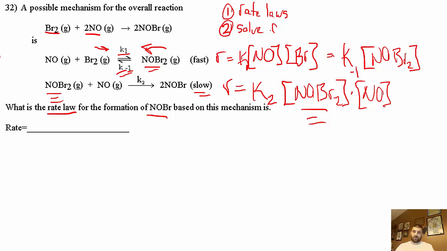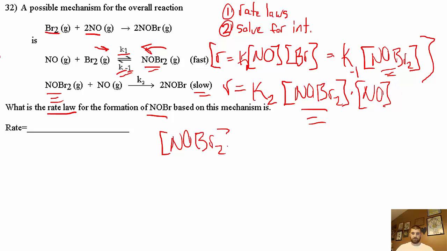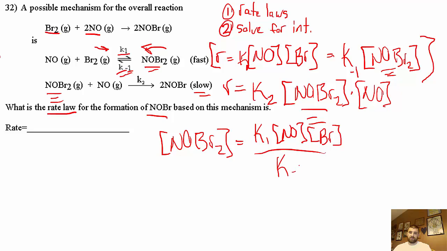So the next thing that we're going to have to do is to solve one of these equations for an intermediate. So if we take a look at that first equation, the first elementary step, we can solve for the NOBR2 in terms of reactants that are actually there. So we get concentration of NOBR2 equals K1 NO times BR2 all over K to the minus 1. Mr. Donnie, how did you do that? Well, this is what I wanted.